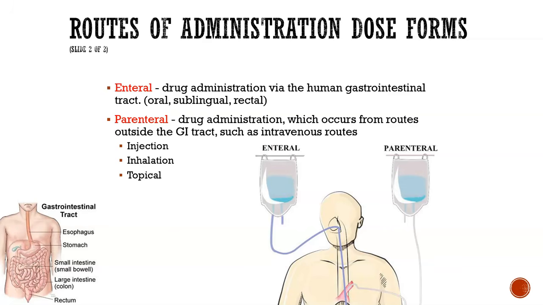And rectally, there are some medications that have to be taken rectally, especially if you're unconscious or vomiting like crazy. Again, that enters your GI tract. So those are the enteral routes of administration. But parenteral routes of administration are everything outside the GI tract. Think about injection, like when we're injecting IV. If you're inhaling something, that's another example. Or topical, if we apply some cream on your skin, that is also a parenteral route of administration.